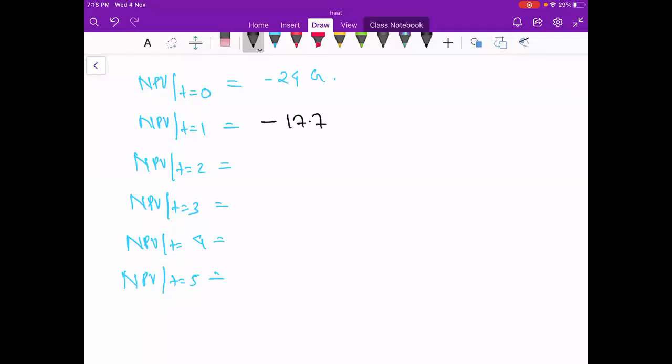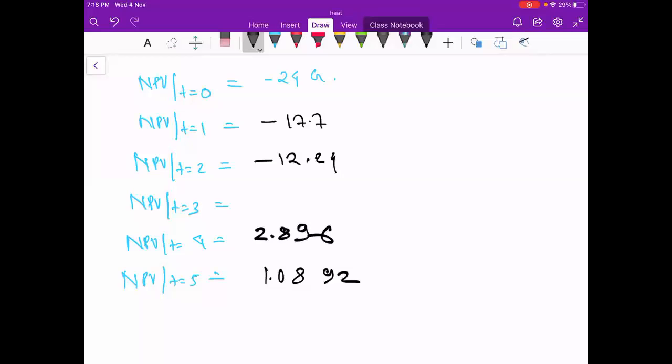Second year, calculate fast. Why so much time? Someone has calculated directly for the fifth year. It will be 1.0892. Someone calculated for the second year, minus 12.24. Very good. Someone has calculated for the fourth one, 2.896.